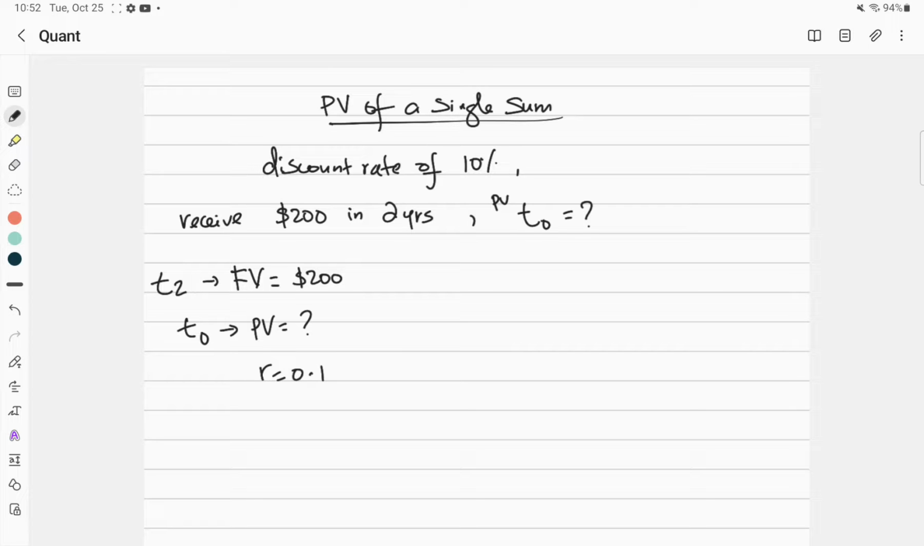And we say the discount rate is the interest rate per compounding period. For this problem, the compounding period is annual. So your investment at time t equal to 0 is compounded annually at a rate of 10%.